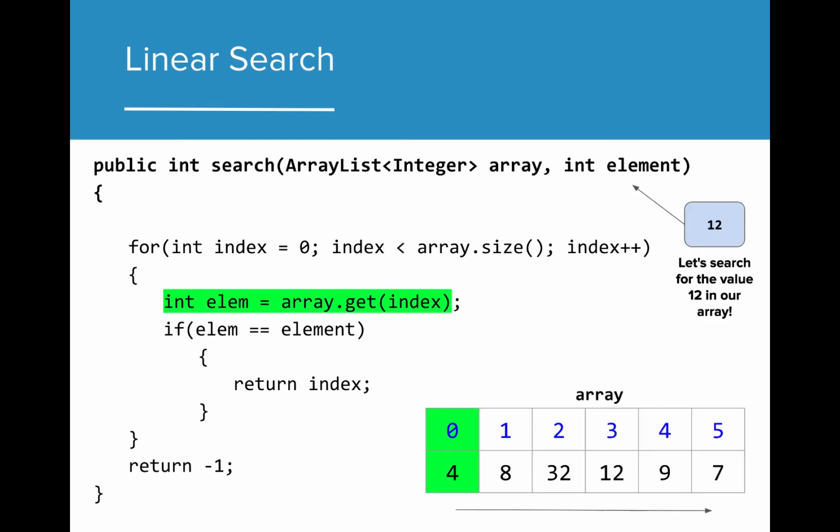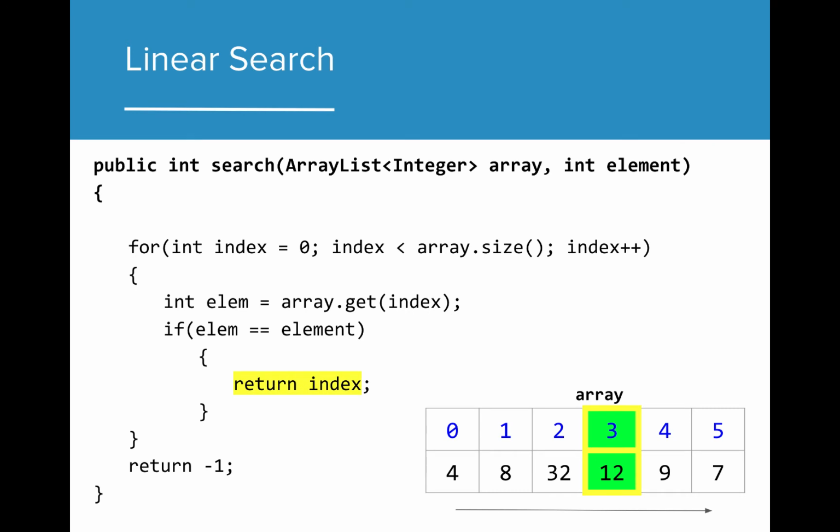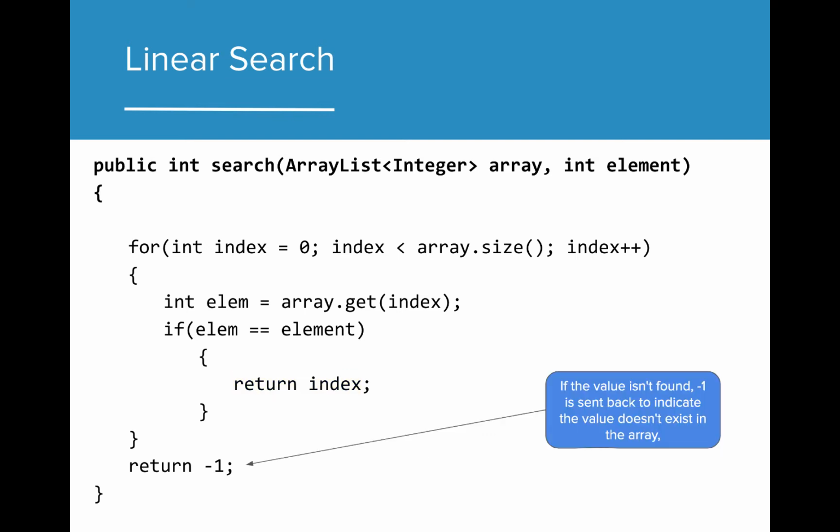Let's look specifically to see if the value 12 is in our array. At each iteration, we search each value to see if it matches the value 12, one index at a time. We keep doing so until we find the element. Once the element is found, the index at which that value can be found is returned to the initial program. If the value isn't found, then the value -1 will be returned to indicate that there is no index where this value can be found.